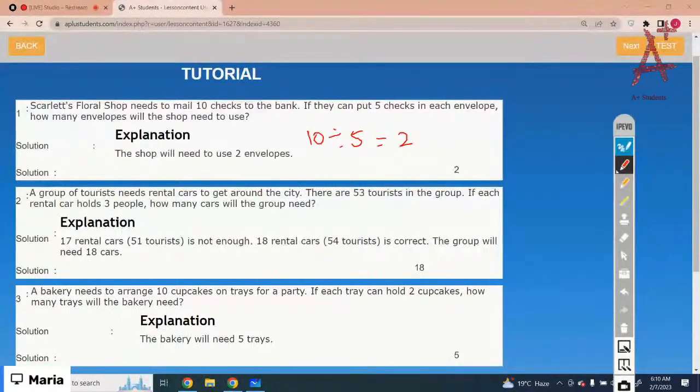Got it? Okay, the next one is a group of tourists need a rental car to get around the city. There are 53 tourists in the group. If each rental car holds 3 people, how many cars will the group need? So basically you have to do 53 divided by 3. Just divide 53 by 3.